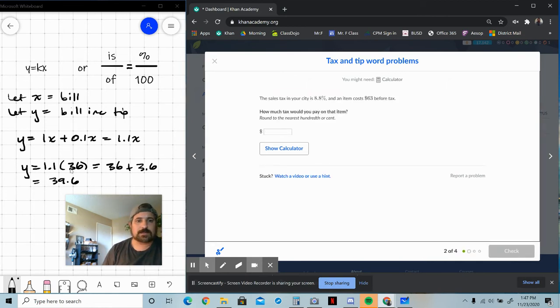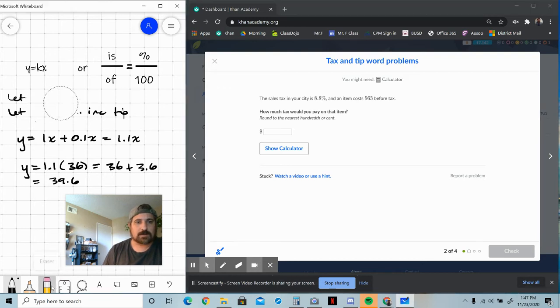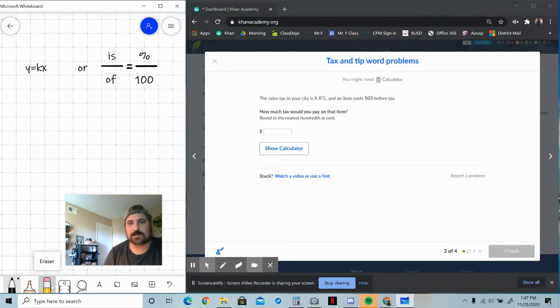All right, let's do another one here and explore this a little bit. It says the sales tax in your city is 8.8%, and an item costs $63 before tax. How much tax would you pay on that item? So this time it just wants the tax. Last time it wanted the price of the meal including tip. That was the 100% plus the tip, 10%. That's why it was 110% of the bill.